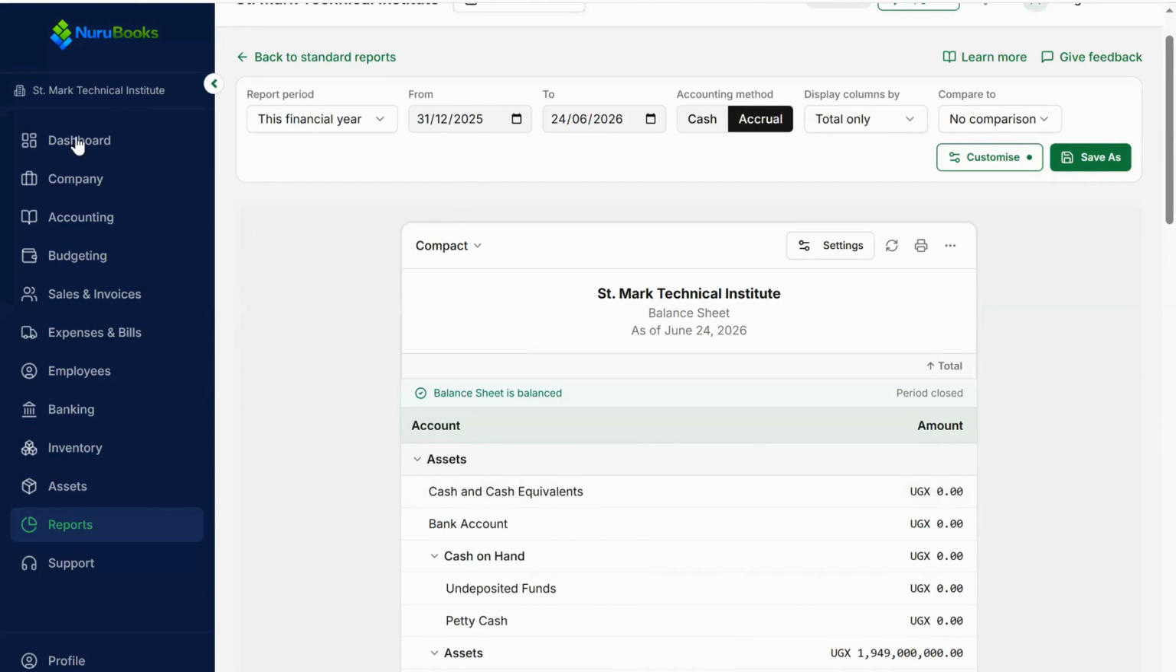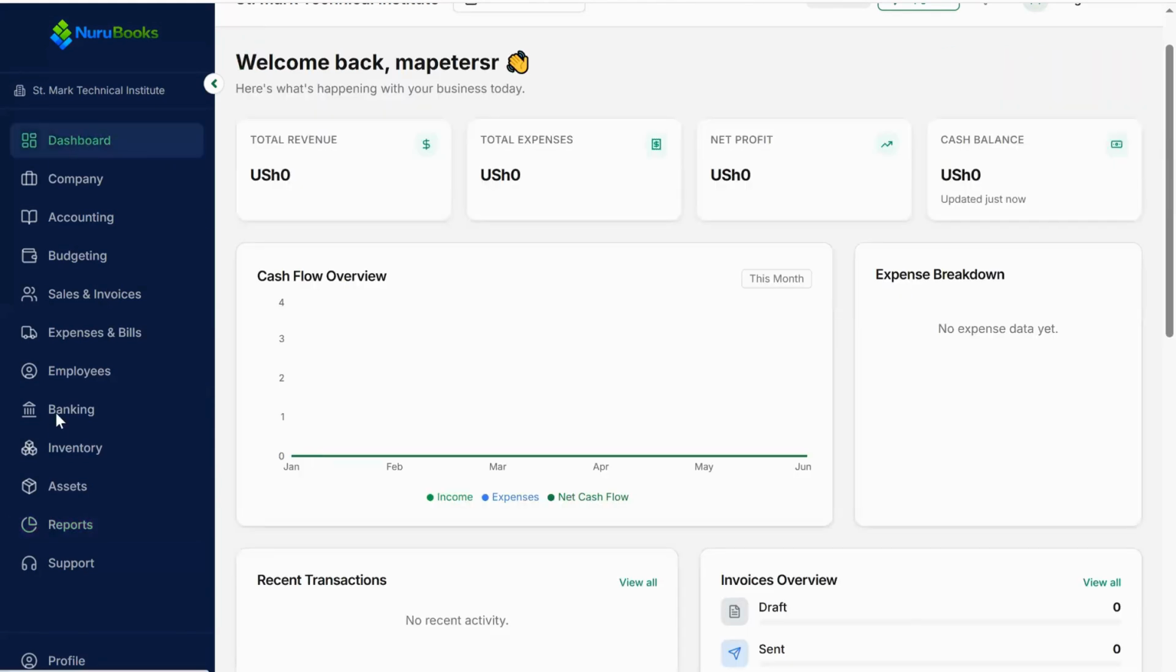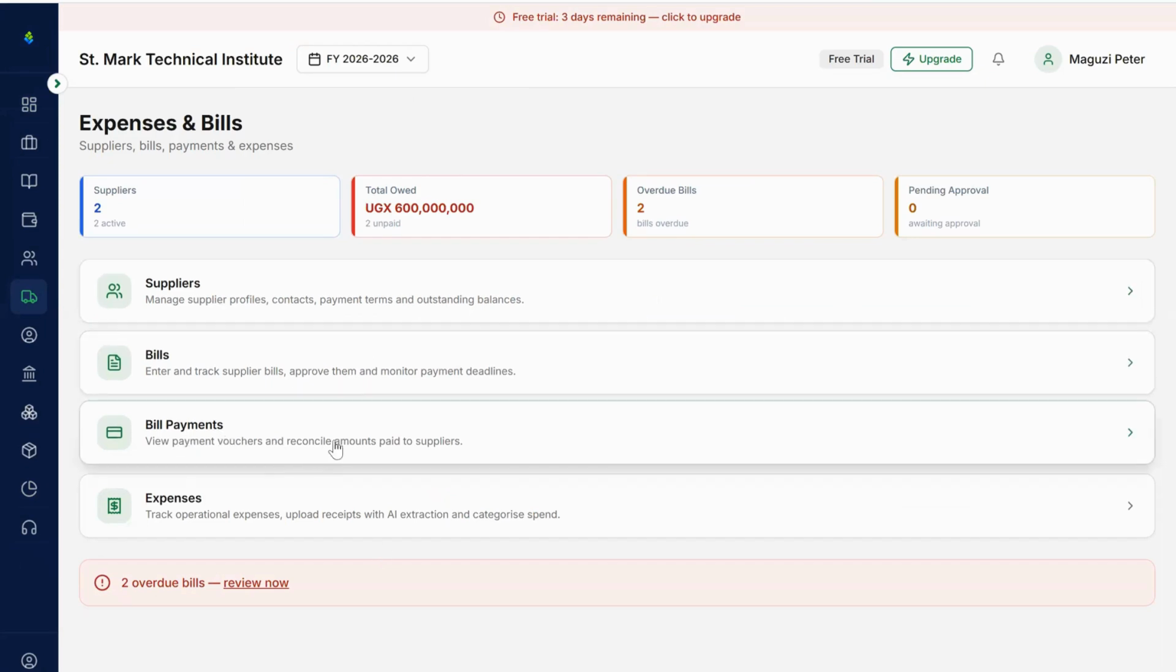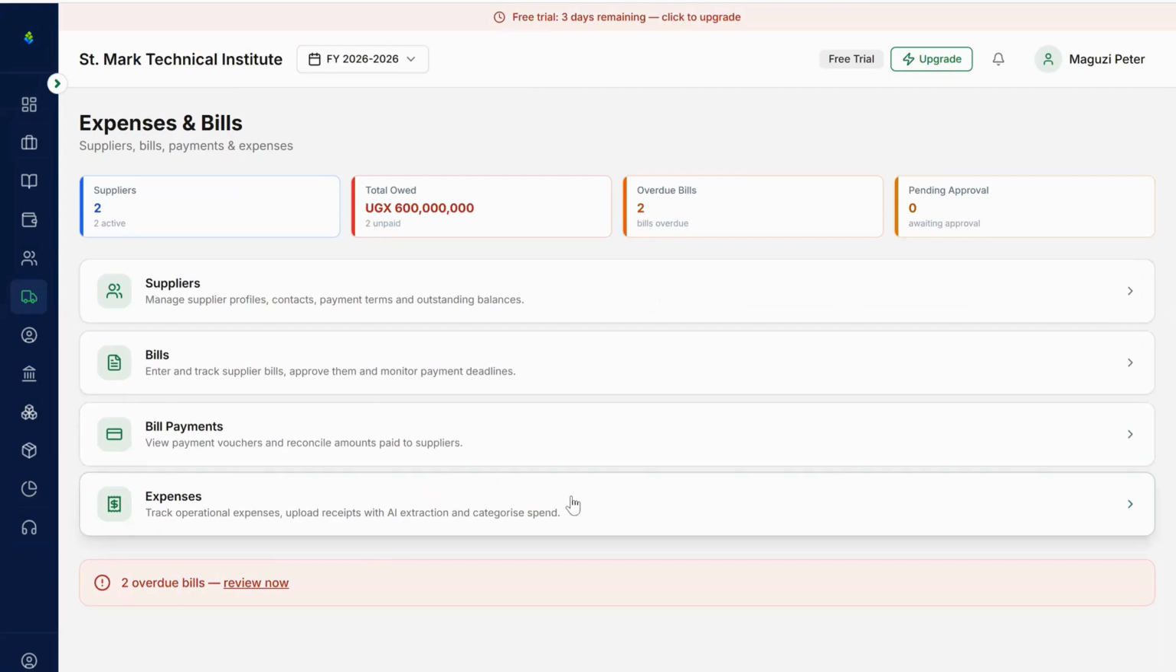So let us go ahead, come back to the dashboard. We go to expenses and bills. This is where we enter our bills. So I click on that. I'm going to be taken to the expenses and bills workspace. Under this there are several functional areas: the suppliers, bills, bill payments, and also expenses.